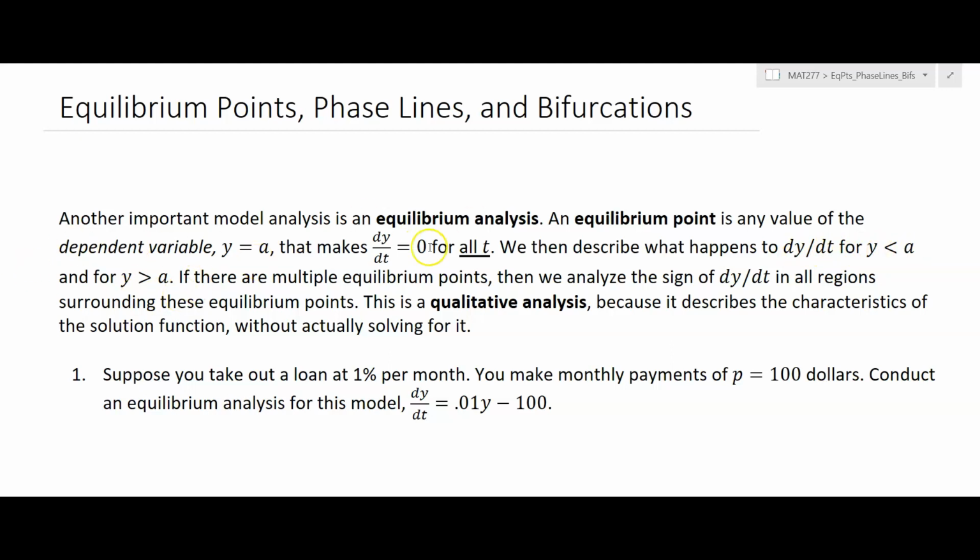We then describe what happens to dy dt for y below that value and for y above that value. So if there are multiple equilibrium points, then we basically do what you might think of as the first derivative test, where you look at all the intervals surrounding the critical points, which is really what these are. And you look at the sign of dy dt: is the function increasing, decreasing, or constant. This is called a qualitative analysis because it describes the characteristics of the solution function. We're not actually solving the differential equation itself. In some cases you can't.